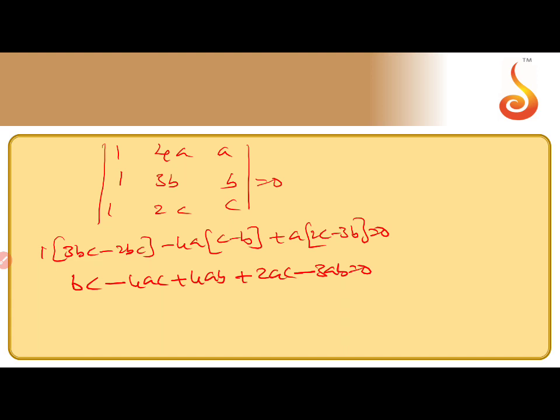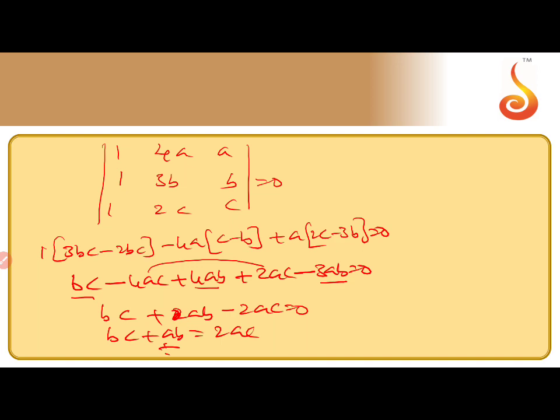So group the terms. Here there is only one bc, so bc. Then ab terms: 4ab minus 3ab is ab. And minus 4ac plus 2ac is minus 2ac. Now bc plus ab equals 2ac.